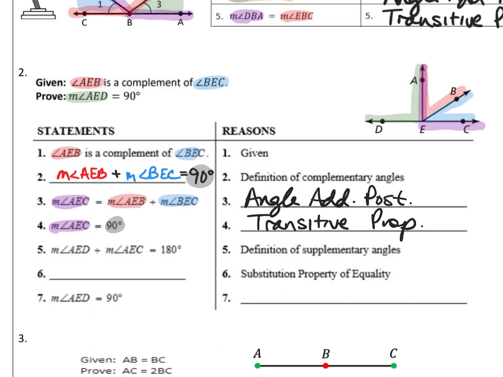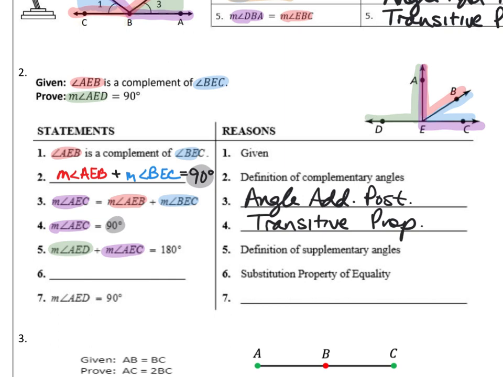The next row gives us the statement and the reason. It says measure of angle AED. So that's AED is my green. Oop, that's not a highlighter. And the measure of angle AEC is equal to 180 due to the definition of supplementary angles. Cool, they gave us all of that.